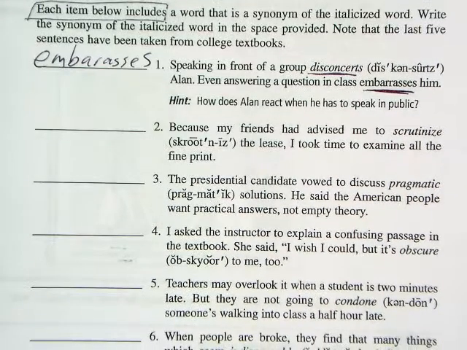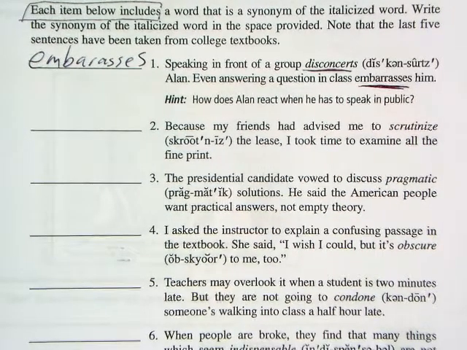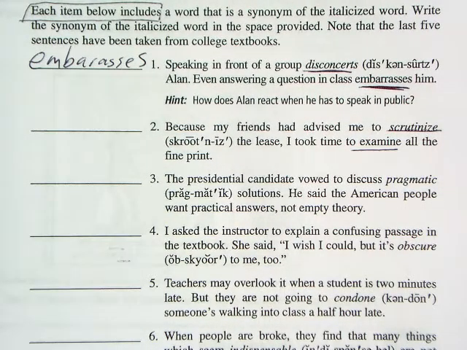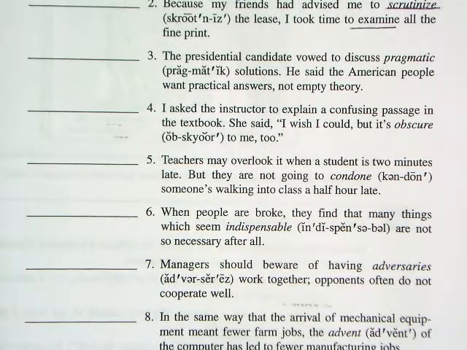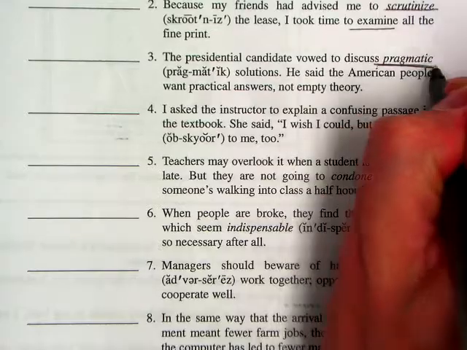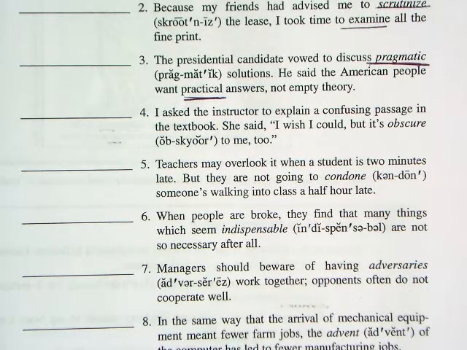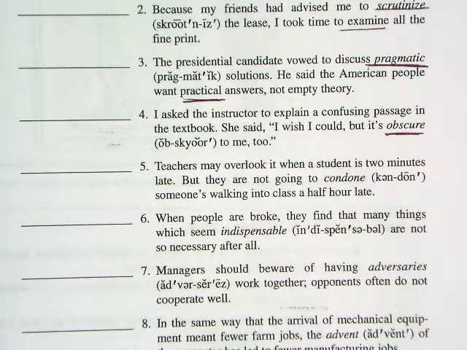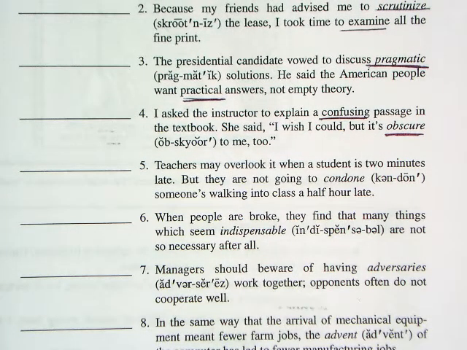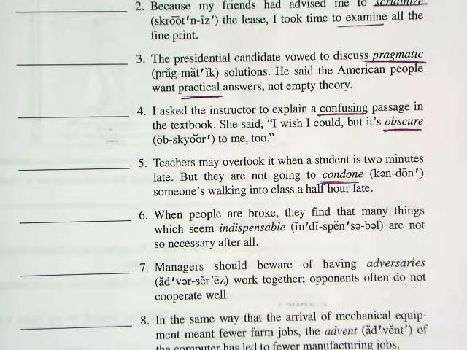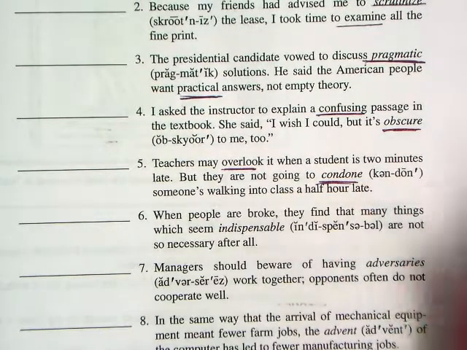Number 2, because my friends had advised me to scrutinize the lease, I took time to examine all the fine print. Examine means the same thing as scrutinize. The presidential candidate vowed to discuss pragmatic solutions. Pragmatic here means a similar thing as practical. He said the American people want practical answers, not empty theory. Here the word that is italicized is obscure, and that is matching up with confusing in the first sentence. Number 5, condone is the italicized word, and overlook would be the synonym that tells you what it means.